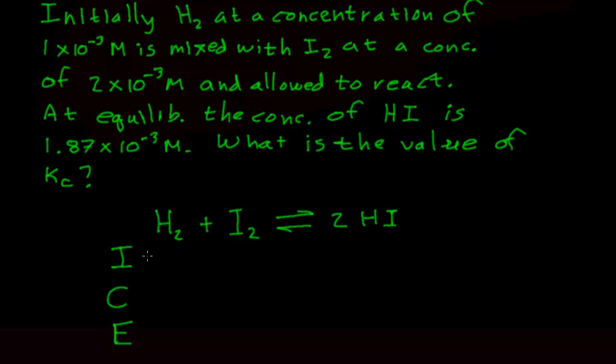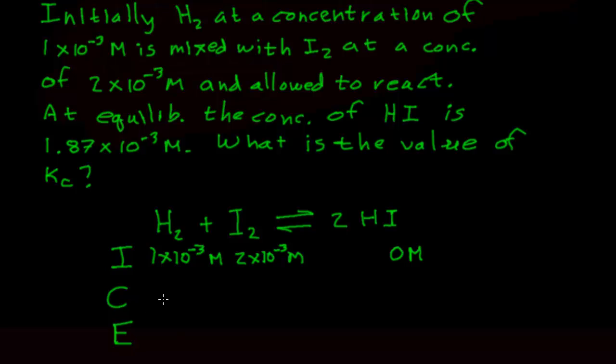So we know initially our H2 concentration is 1 times 10 to the negative third molar, and our I2 concentration is 2 times 10 to the negative third molar. So we've entered these as entries underneath these column headings for H2 and I2, and those are our initial values. Now also we know what our initial HI concentration is. Well, we didn't have any, so that initial concentration is 0 molar, 0 moles per liter.